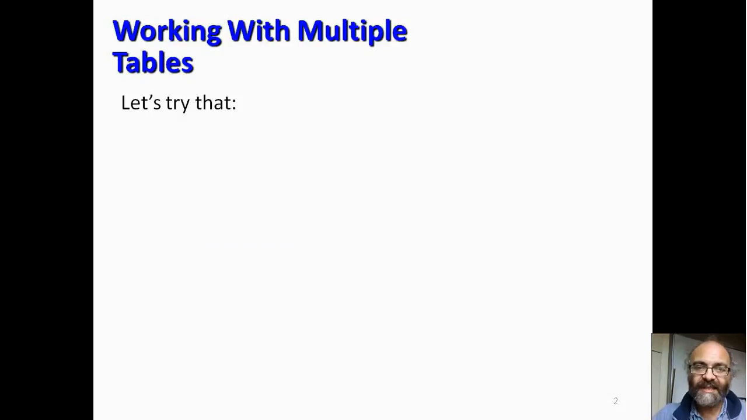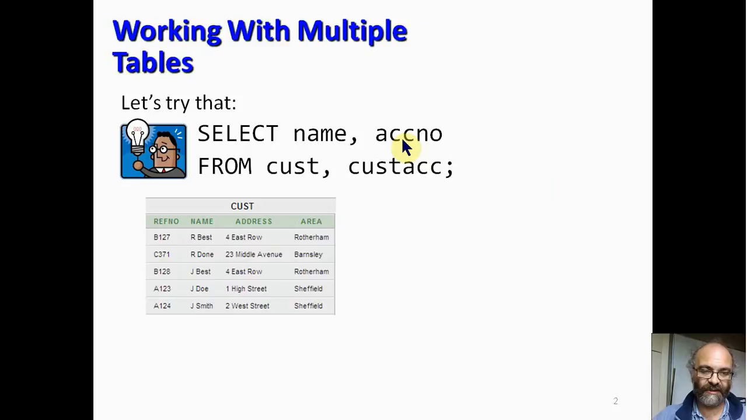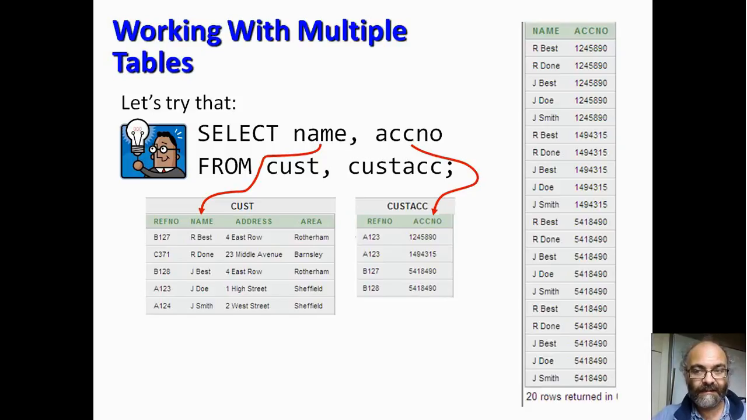So with this idea of working with multiple tables, here is a thought. We could select two different columns of data that come from the two tables. Name is from the customer table and account number from the customer account table, and just put them side by side. But the result we're getting is not exactly what you might have expected.